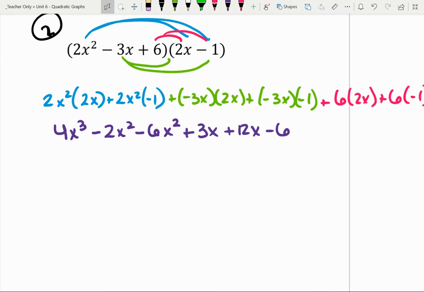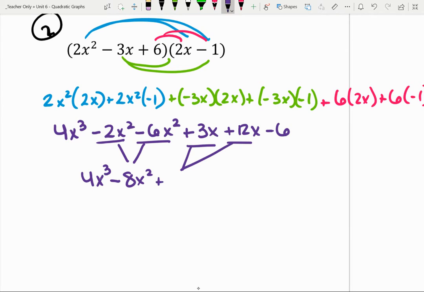And then last little bit here, we've just got some like terms to combine. So negative 2x squared and negative 6x squared. We're going to start with 4x cubed minus 8x squared. And then a couple more like terms, 3x and 12 get us to a positive 15x minus 6 at the very end.